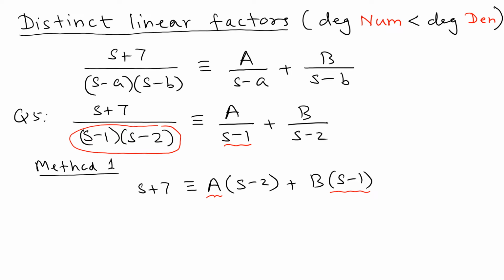If you want to find A, try to make the other term 0, so that we could plug in s equal 1, and then the other term is going to go to 0. So that's the argument here. With the substitution, we substitute s equal 1, and you can see on the left side you get 8.